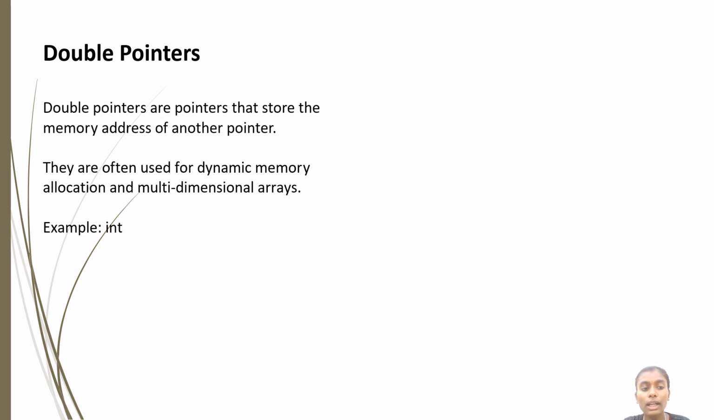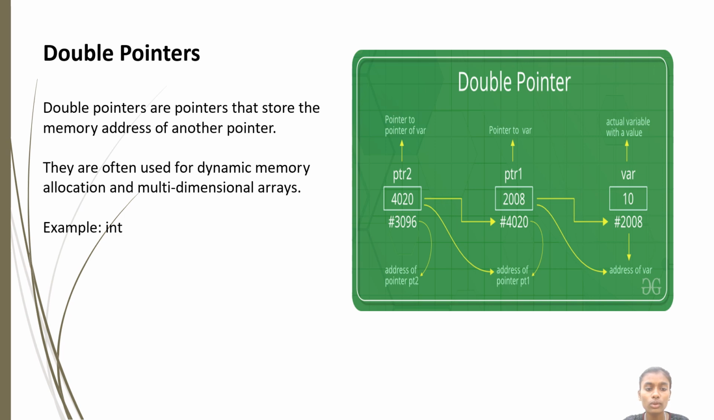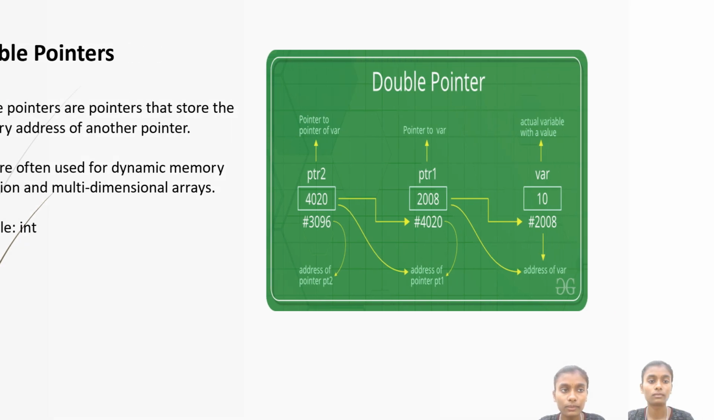What are double pointers? A double pointer, meaning a pointer to a pointer, is used to store the address of another pointer. The first pointer stores the address of a variable and the second pointer stores the address of the first pointer. Double pointers are pointers that store the memory address of another pointer. They are often used for dynamic memory allocation and multidimensional arrays.